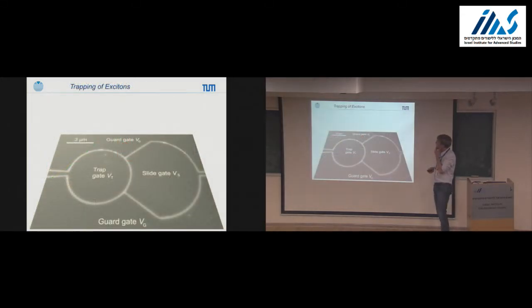So let me guide you into one of these experiments. This is a scanning electron microscope image of one of the top gates. So we look at the top of the heterostructure, where we have this little pan, which we call the trap gate, and then we have the slide gate and the guard gate. And this is roughly 100 to 120 nanometers in between.